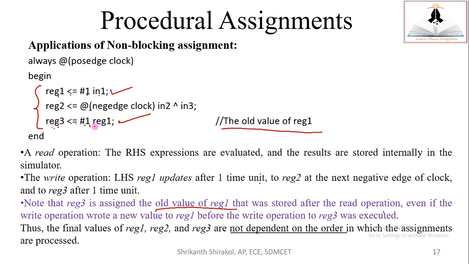So the read operation is already done. The read operation is the first thing that happens. So reg1's old value is already read. The only thing left is assigning. So that old value, whatever was read, gets assigned to reg3. So reg3 gets executed and the write operation happens. This is already read, so that gets the value in reg3.